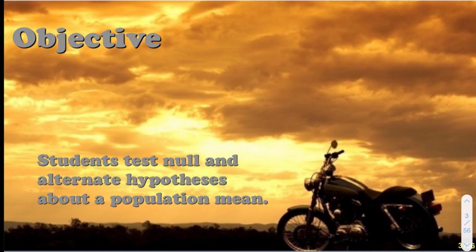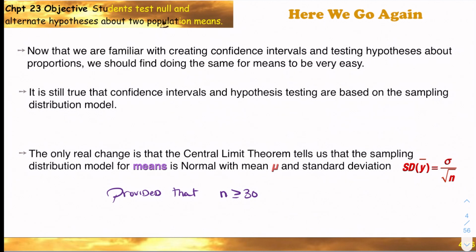So, the objective for this chapter is students test null and alternate hypotheses about a population mean. So, as you know, now that we're familiar with creating confidence intervals and testing hypotheses about proportions, we should be able to do the same thing for means, and it should be very easy. And as we know, it's still true that confidence intervals and hypothesis testing are based on sampling distributions. Remember, as n increases, a sampling distribution gets closer and closer to normal. Usually when n is greater than or equal to 30, that's when we have a normal distribution, regardless of skew.